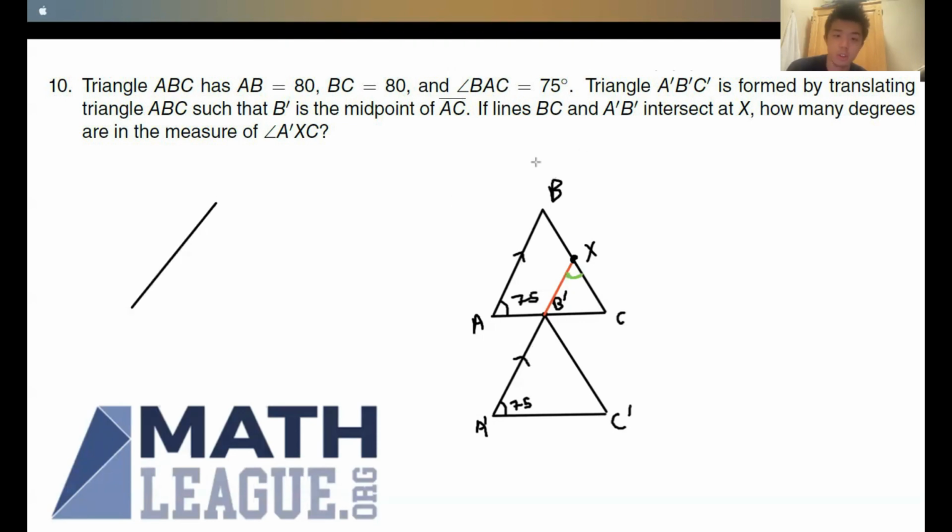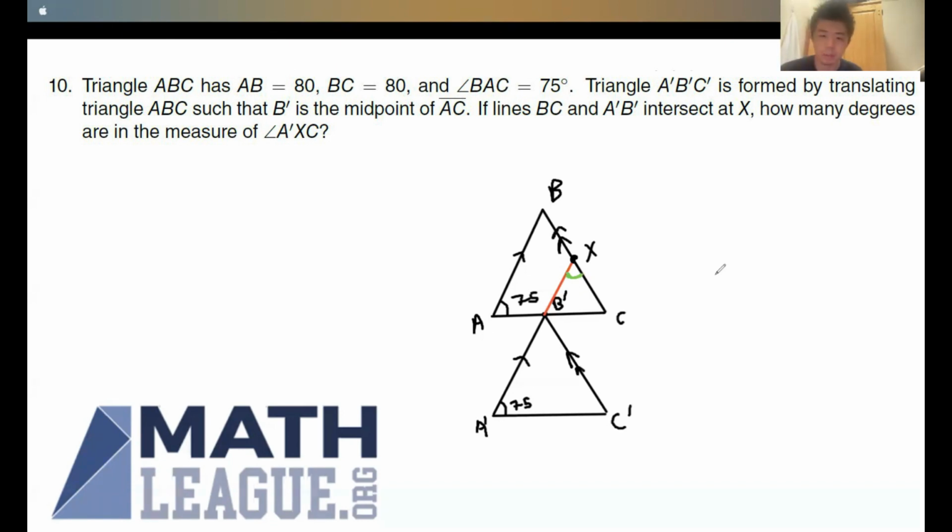Any line in general, if I shift it over, just move it right, the new line is going to be parallel to the old line, right? But if I were to take this line, move it over here, the new line would be parallel to the old line. And therefore, this side is parallel to this side. This side over here is parallel to this side. And then AC is parallel to A prime C prime.